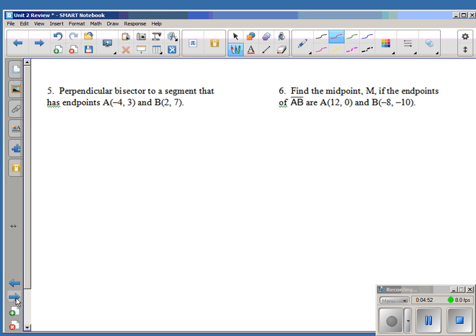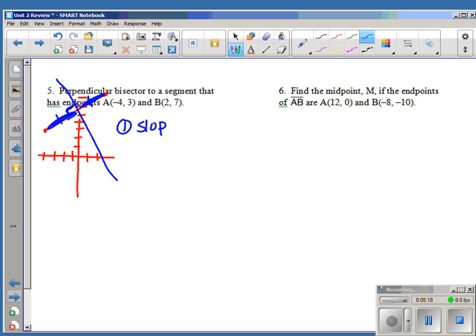So the next one is the same thing. Again, graphically speaking, we have the point -4, 3, and we're trying to find the perpendicular bisector. So what that means is I'm trying to find a line that's perpendicular and also cuts it in half so that this segment is equal to that side, right? So step 1, find the slope.